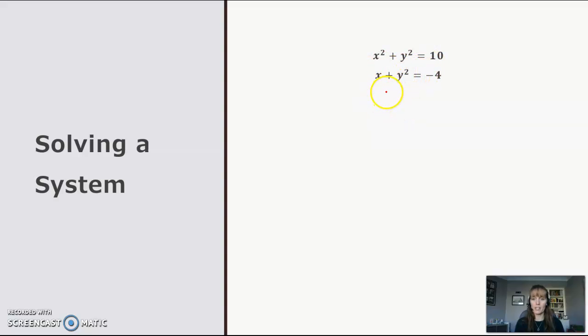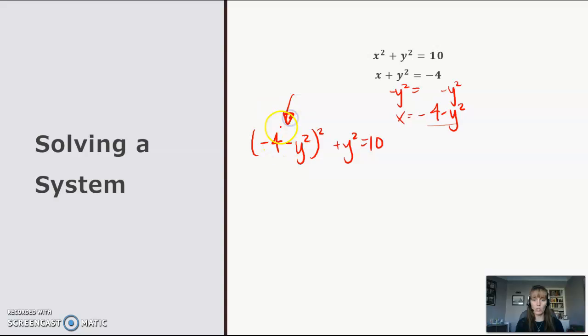I would possibly start this system by subtracting y squared from both sides so that I can get x by itself. That would give me x is equal to negative 4 minus y squared. And then I would do substitution by substituting x with negative 4 minus y squared. Well, when I do that, before I even do any work, what I see is that right here, when I multiply that out, I'm going to end up with a y to the 4th. And I don't know about you, but I don't want to try and figure out how to solve y to the 4th. It's not something that algebraically we do a lot. And so I want to look for another way to substitute.